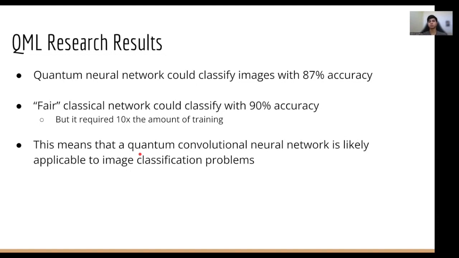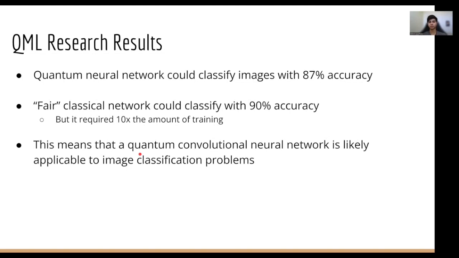However, it required 10 times the amount of training data, which means that I had to give it 10 times the number of pictures of 3s and 6s before it could figure out how to distinguish between the two. So this means that quantum neural networks can actually learn much faster. And this is likely because of how my quantum neural network took advantage of entanglement and superposition. And when the classical neural network had the same amount of data as the quantum one, it was not accurate at all. It would vary from like 70% to 80%, but it would not be consistent.